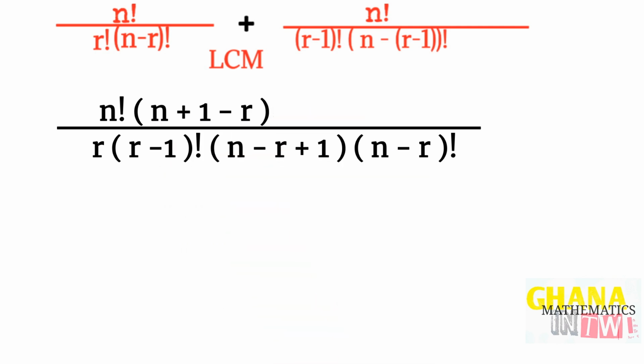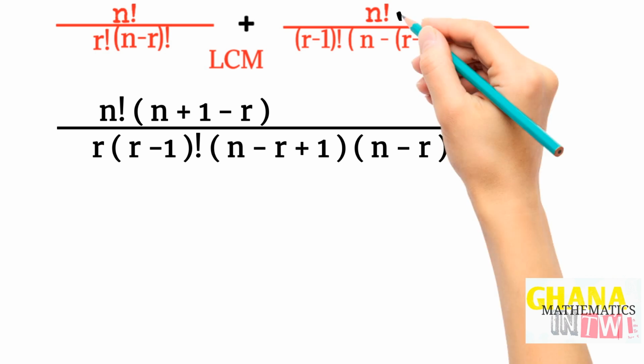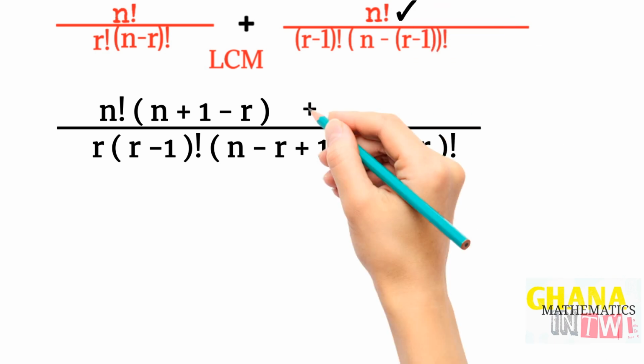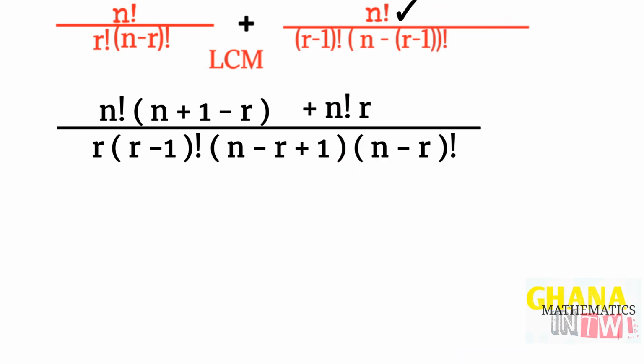Now, my LCM is n factorial times r minus 1 factorial. On my right hand side, and the right hand side here is n minus r plus 1. So the LCM is n factorial times r.